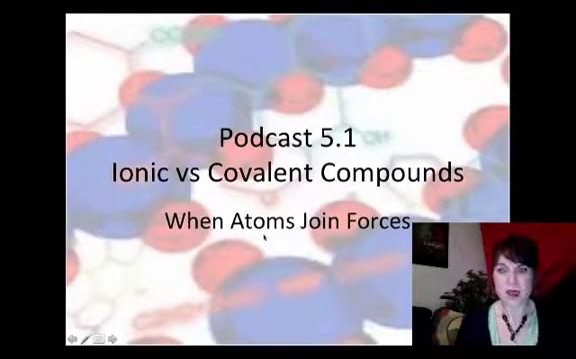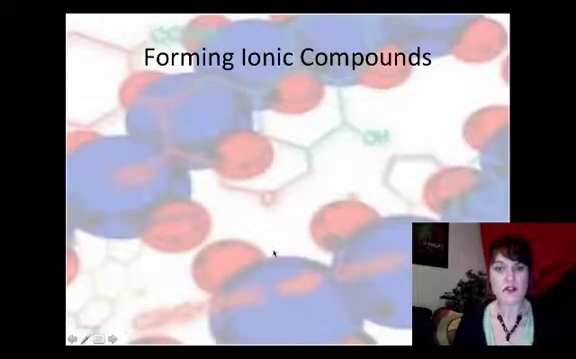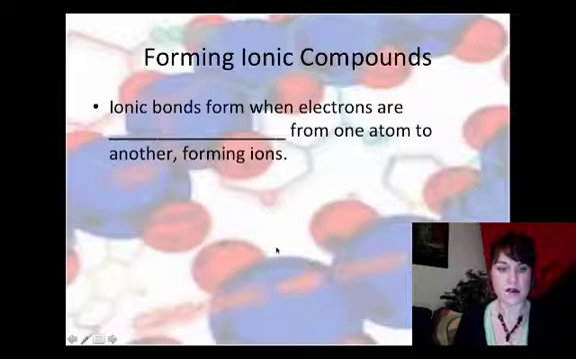This is Miss Gray, and we're working on podcast 5.1 where we're going to determine whether our compound is ionic or is it covalent. You see, compounds are what happens when atoms join forces. So all of these are going to be made from two or more different kinds of atoms. Let's first talk about forming ionic compounds.